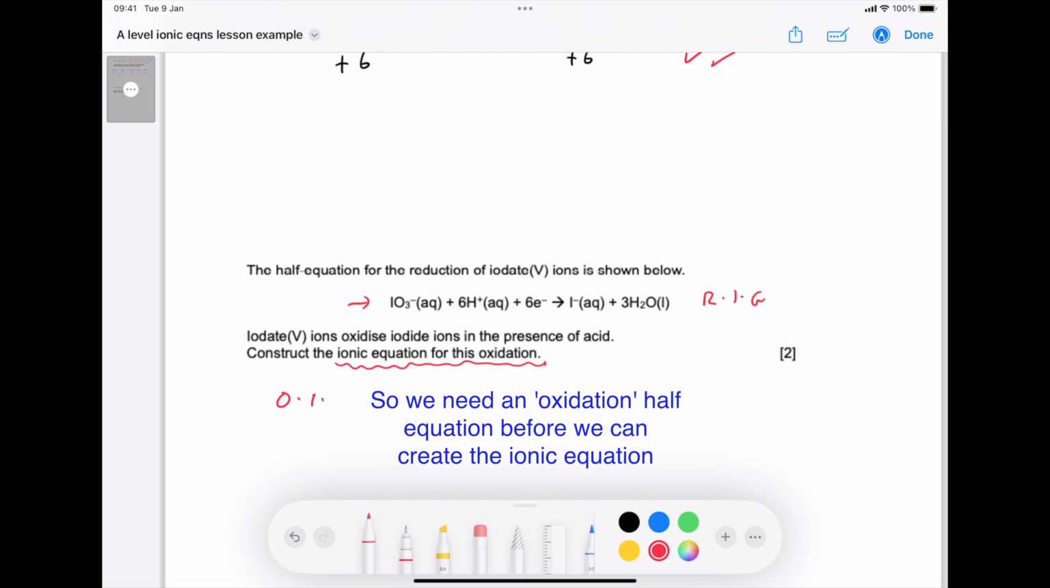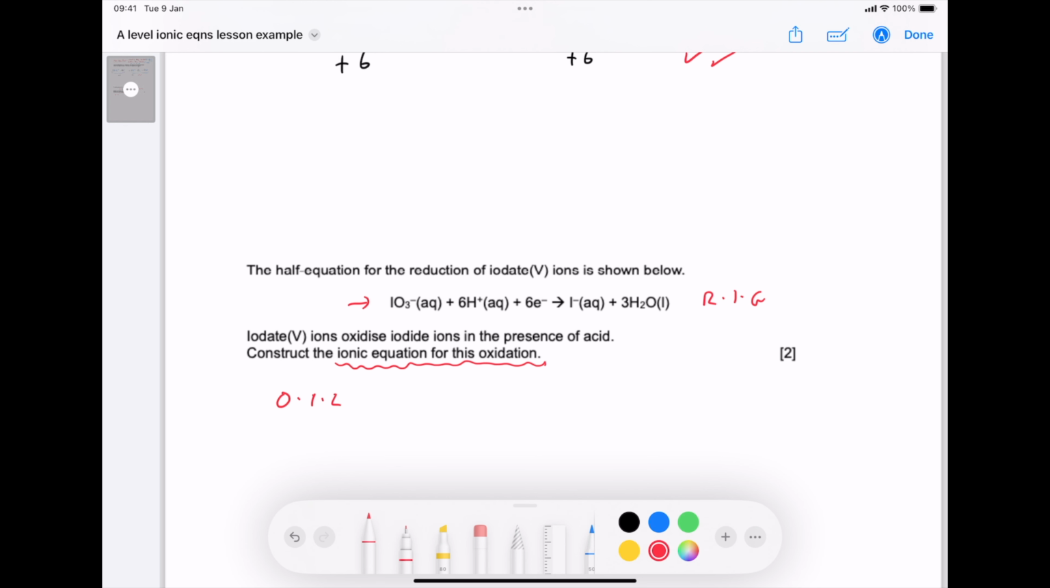Oxidation is loss, so something being oxidized, before we can construct and add those two half equations together to make the full equation. So the OIL equation is going to be I minus goes to I2 plus e minus, and then I need to simply balance the half equation. So now I have the half equation for reduction and the one for oxidation. I can go ahead and add those two half equations together to create the overall ionic equation.